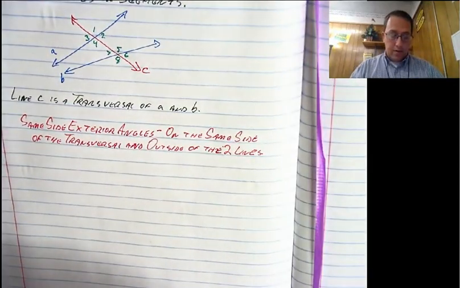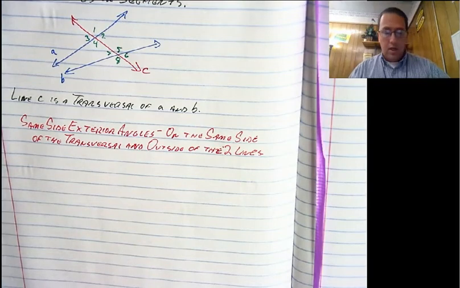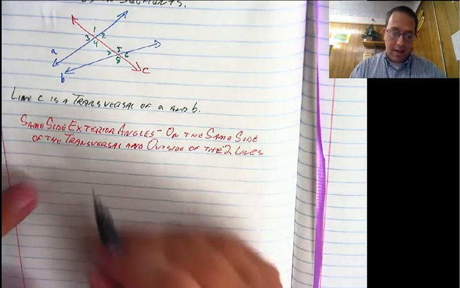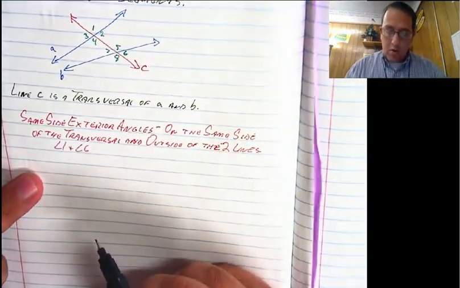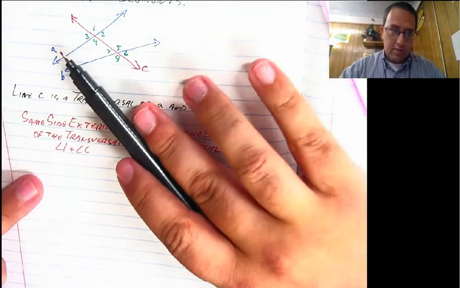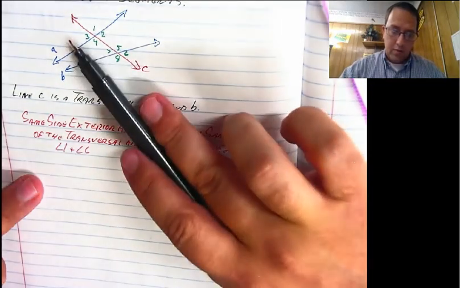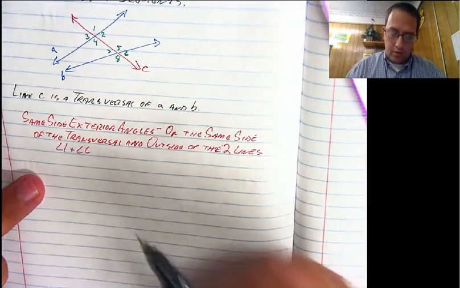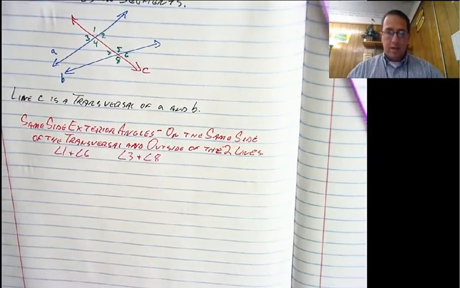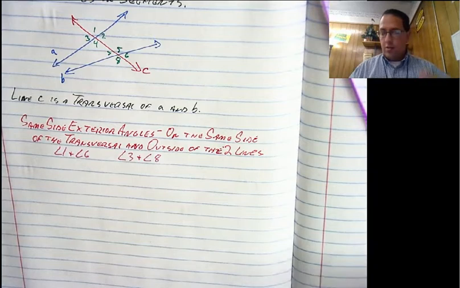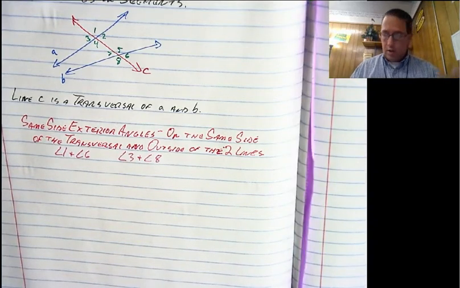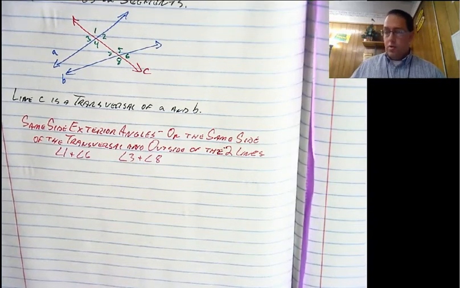An example of this would be angle 1 and angle 6. Or we could also go on the same side, the other side of the transversal, we have angle 3 and angle 8. Also, same side exterior angles. I do not know why those aren't in the book, because they are a thing, and we will be using them quite a bit.